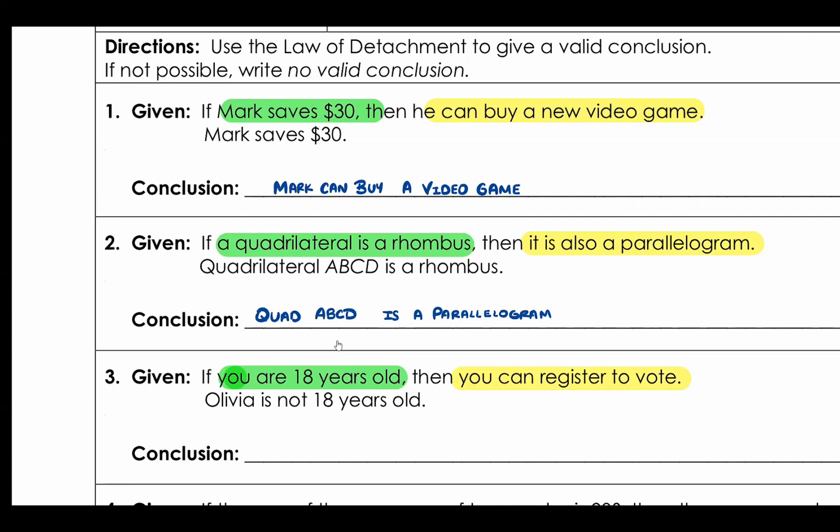Because like Cole said, what if she's 27? What if she's 14? Do we know enough information to draw a conclusion? No. So we're going to go no valid conclusion.